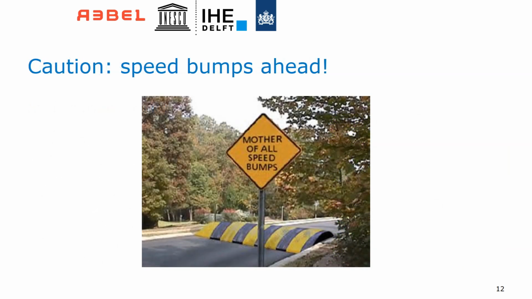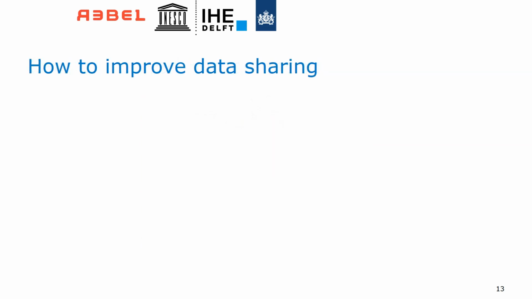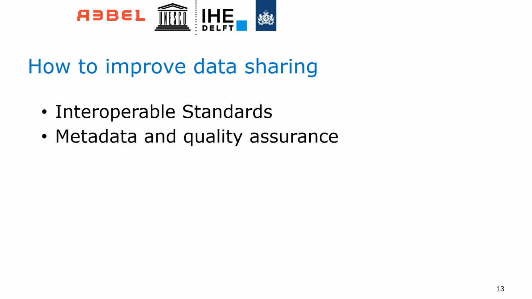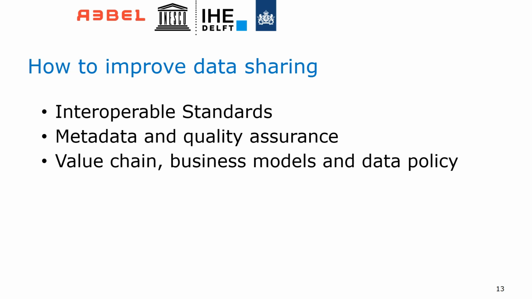That all sounds great, but unfortunately there are huge speed bumps like in a real road infrastructure. So in the next videos we are going to look at how to tackle these speed bumps by looking at interoperable standards, metadata and quality assurance, and the value chain, business models and data policy.